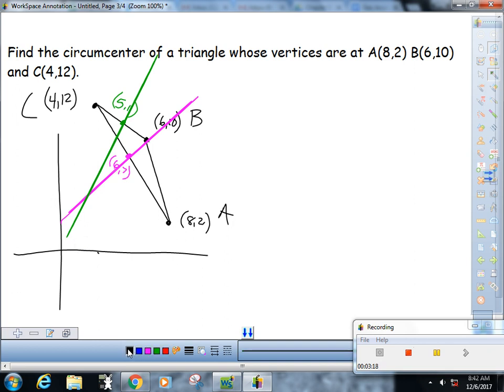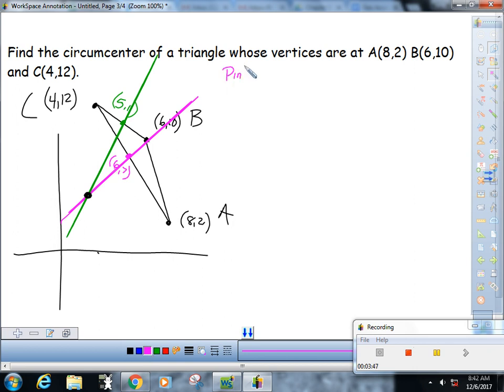Okay. So, it looks like we're looking for this point, Sarah. Do you agree? And algebraically, how are we going to find that point? Well, we're going to find the intersection of what? The pink line and the green line. So let's get going on finding the equation of the pink line.